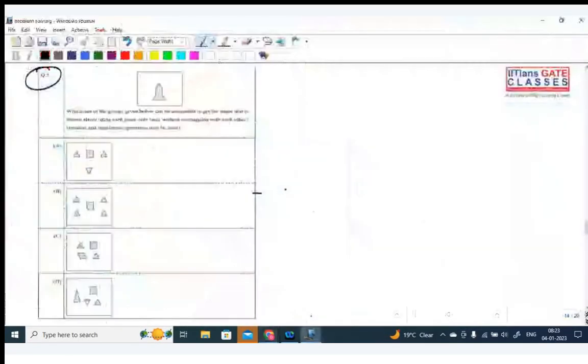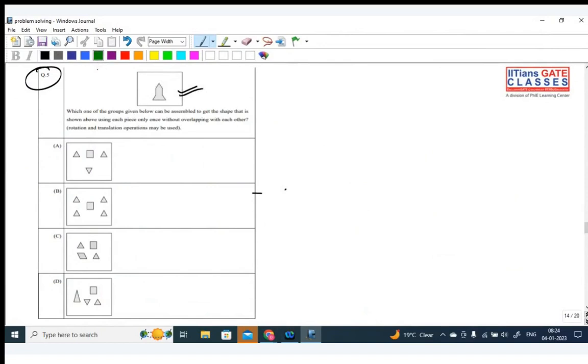Let's solve this question, guys. This question is from rotation and all these things you have to do, right? Which of the following groups given? So you have to get this, okay? So what you can do here is you can just take what kind of operation is allowed here, that you have to read it, right?